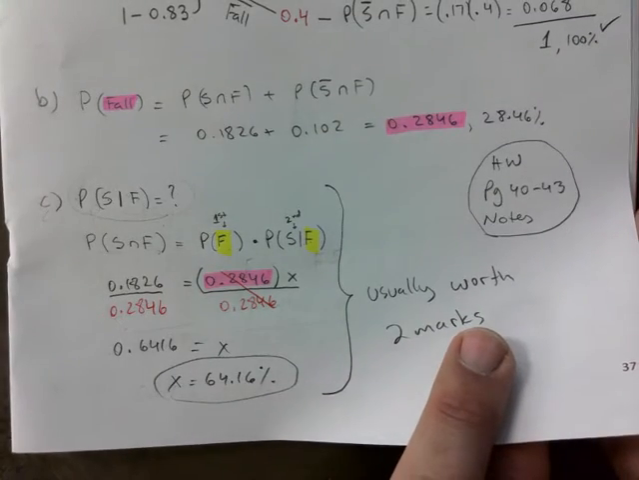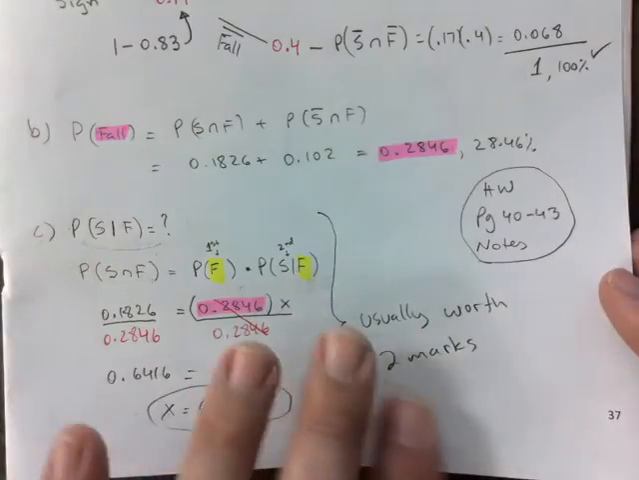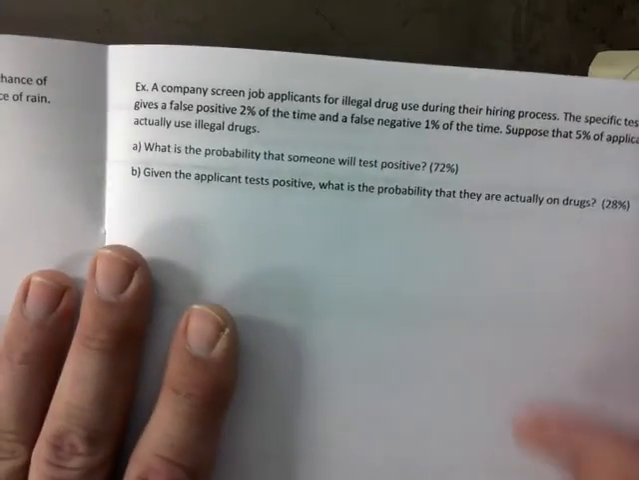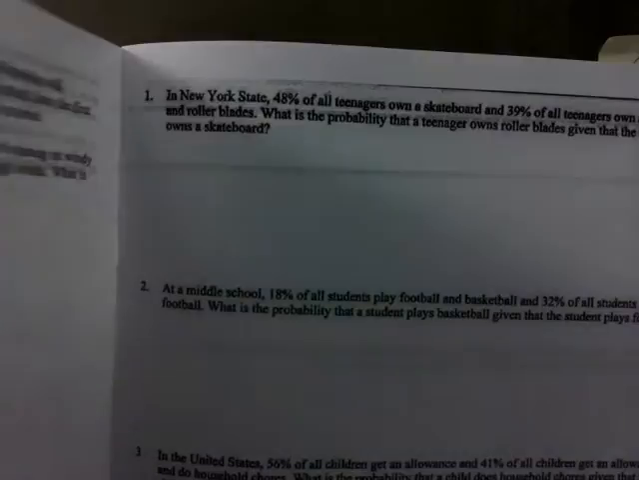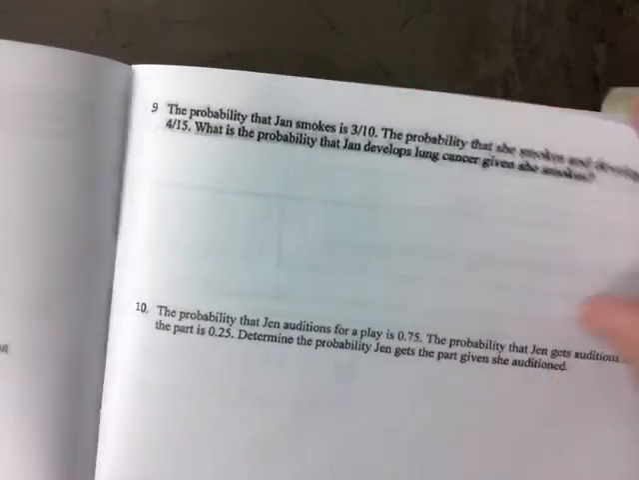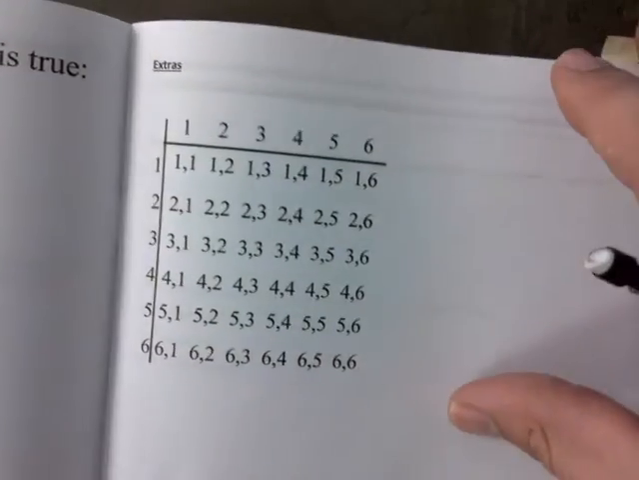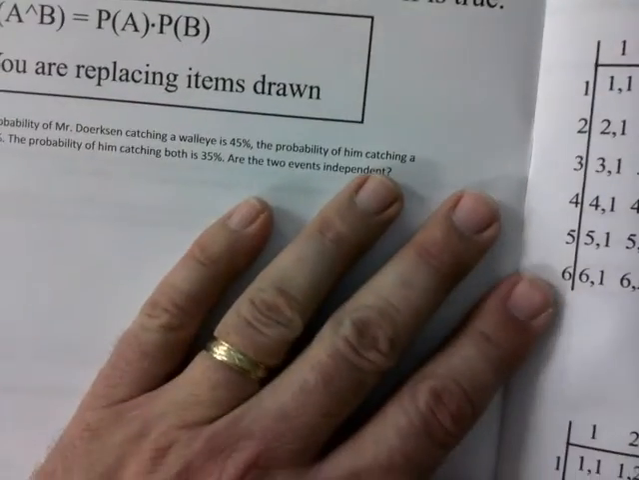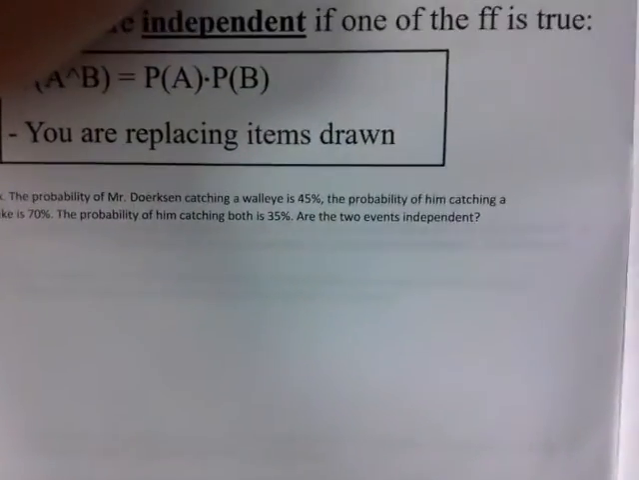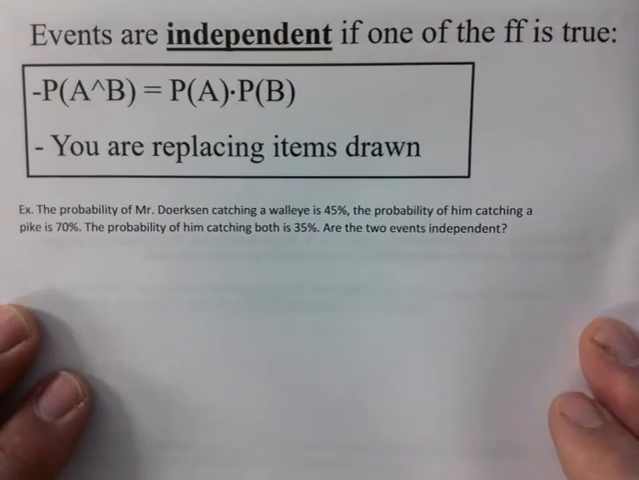I hope you tried some of these in pages 40 to 43. I want to talk about the bonus type questions that you saw today. So I'm going to skip a few here. Let's go to page 44. Page 44 looks like this.